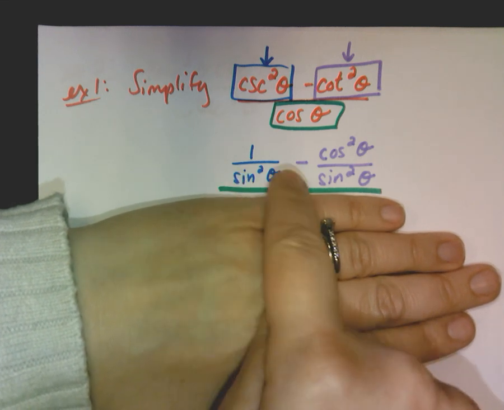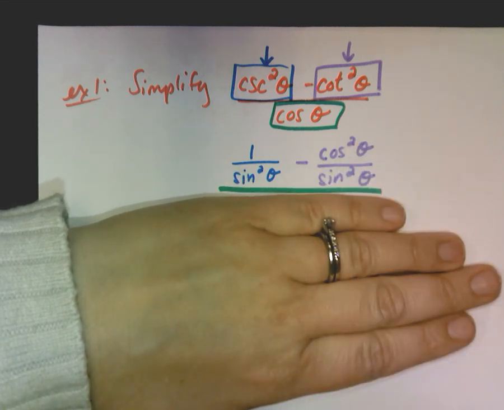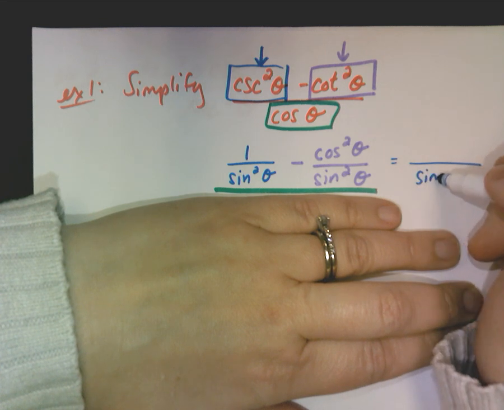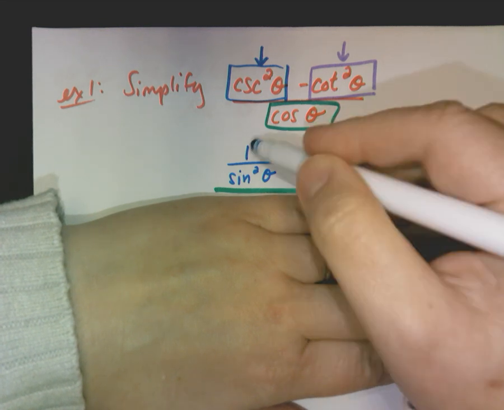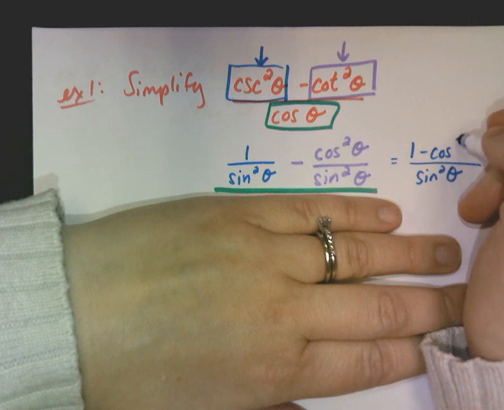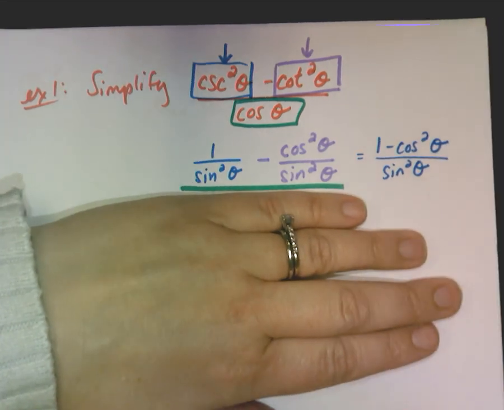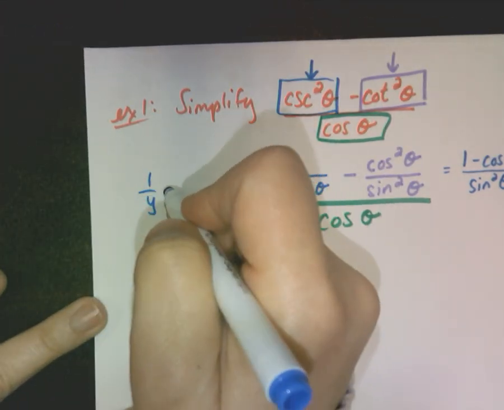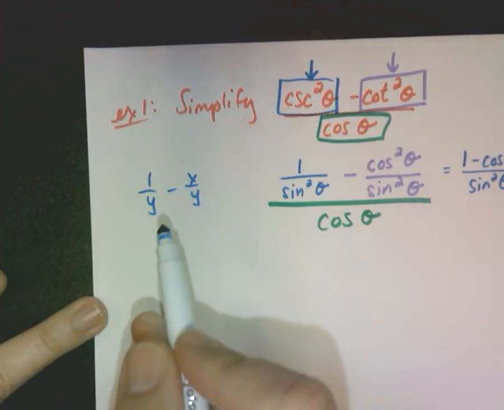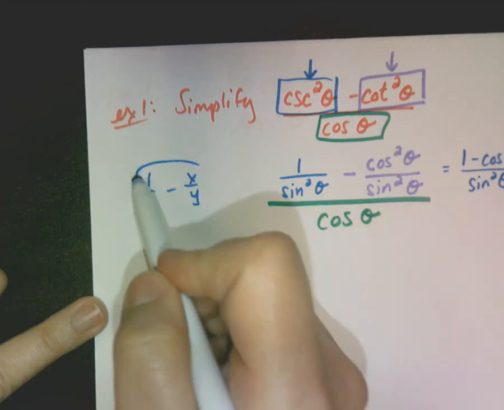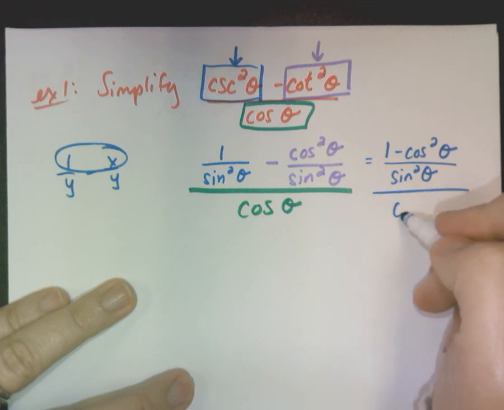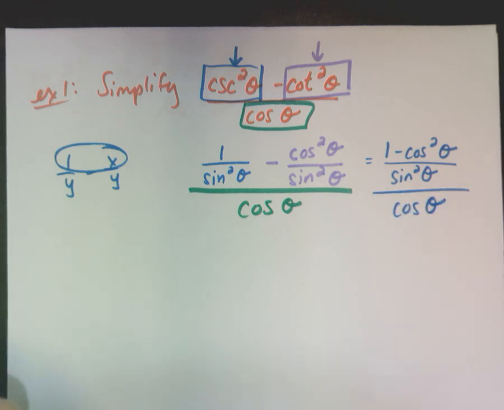1 over sine squared minus cosine squared over sine squared. Well, since they have the same denominator, that's pretty easy. If they have the same denominator, you keep the denominator in fraction rules, and you just combine your tops. 1 minus cosine squared theta. Right? That's fraction rule 101. If you have 1 over y minus x over y, that would just be 1 minus x over y. Just combine the top. The bottom stays cosine theta. We're getting there. We're getting there.